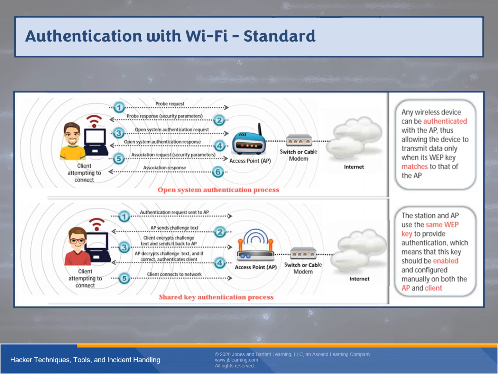Now, authentication with Wi-Fi tends to take two different forms, depending on whether or not you're using an open system or a shared key. With an open system, you do a probe request, probe response, authentication request and response, and then association request and response. So you've got three call and response setups to go between the client and the AP. With a shared key process, you have an authentication request and a challenge. You encrypt the challenge text and send it back. You decrypt the challenge text, and if it's correct, it authenticates the client and then allows them to link in. So you've got some slightly different featuring there.